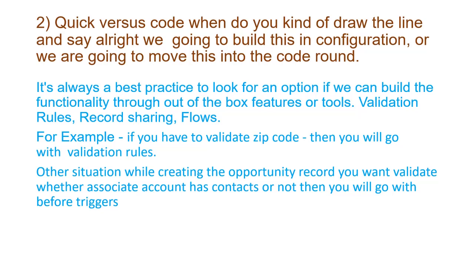So, my answer for this question: it is always a best practice to look for an option to build the functionality through out of the box features or tools, for example validation rules, record sharing, flows, etc. For example, if you have to validate a zip code, then you will go with the validation rule straight away. In another situation, while creating the opportunity record, you want to validate whether the associated account has contacts or not. Then you will go with the before triggers. So that's how you determine what you have to use.